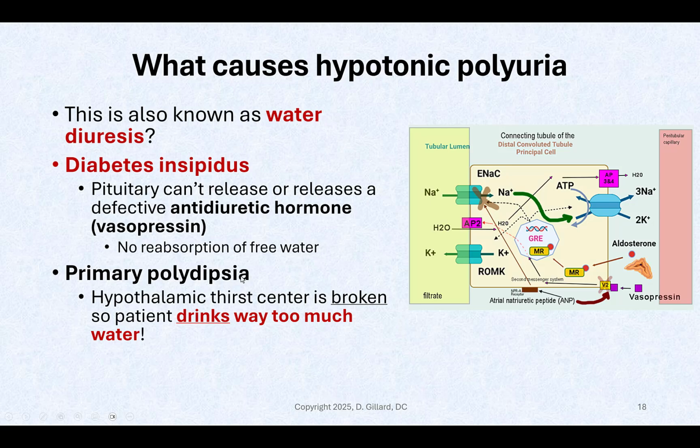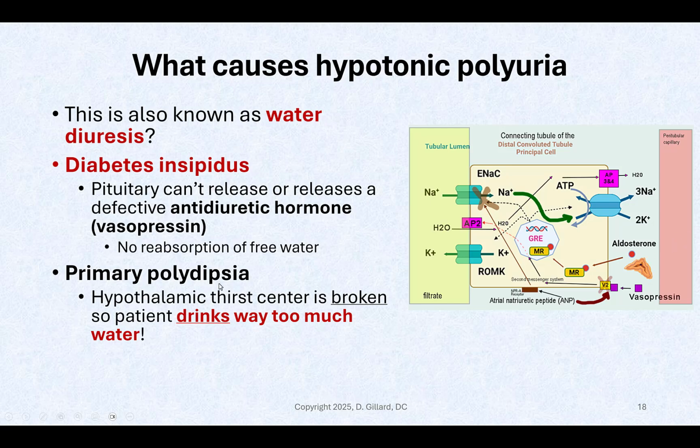All right, primary polydipsia is another cause, but let's explain this first. If you take this out of action, it's the same story: you can't reabsorb free water, and so the salt to water ratio is very high in water. So high water and low salt would be a hypotonic solution. So they have hypotonic polyuria. So that's one thing, diabetes insipidus.